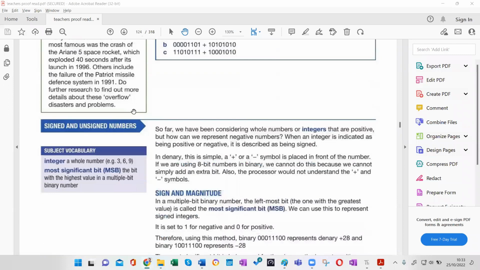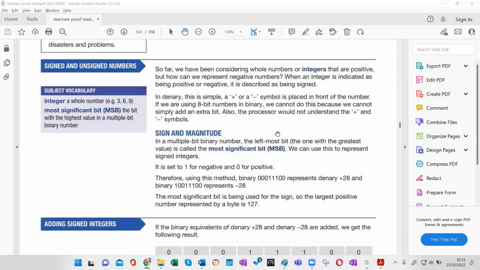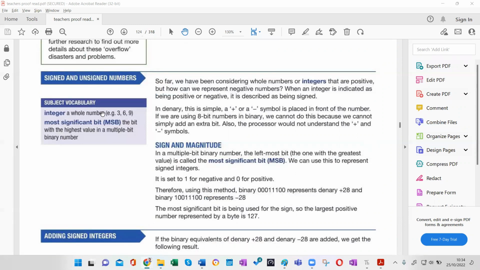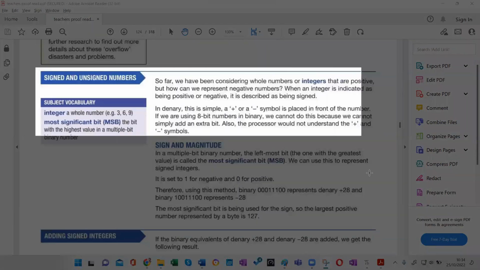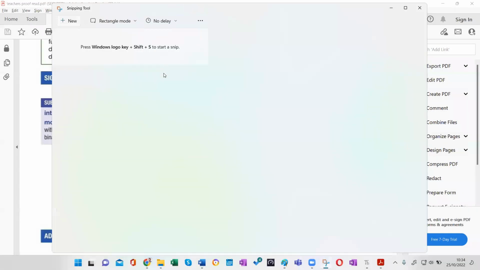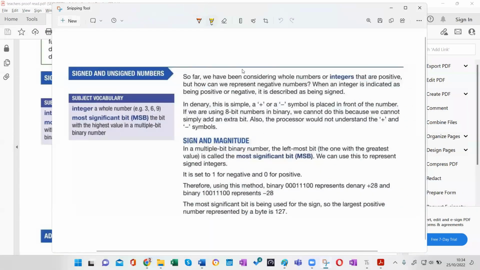Right, let's move to the next one. Okay, so now it's going to get a bit more advanced and a little bit difficult. Signed and unsigned numbers. So far we have been considering the whole numbers or integers that are positive. But how can we represent negative numbers in binary?